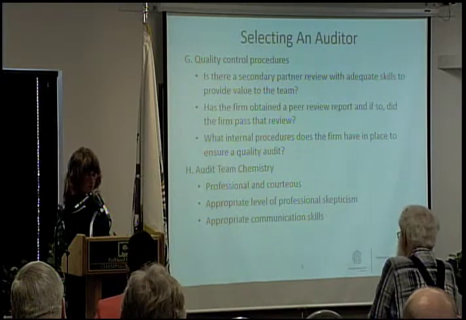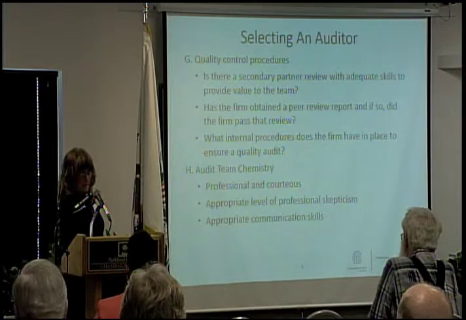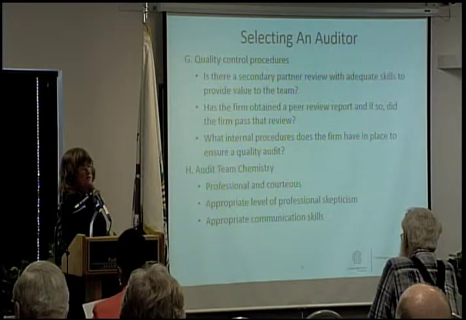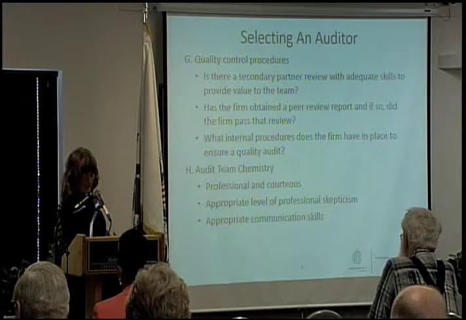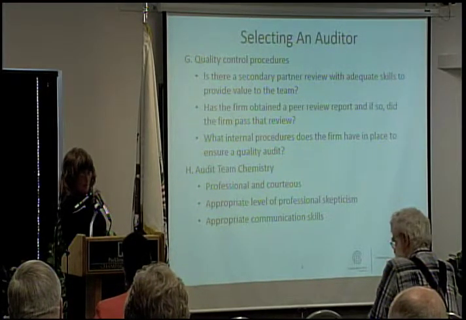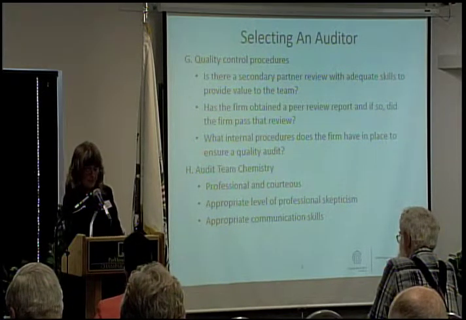CPA firms are required to have another CPA firm do a peer review of their audit procedures and process at least every 3 years. They should be able to provide you a copy of their peer review, and you should make sure that they have passed that peer review process. They should have a passing grade. Inquire as to what procedures the firm has to ensure quality audits, such as training of their staff, et cetera.